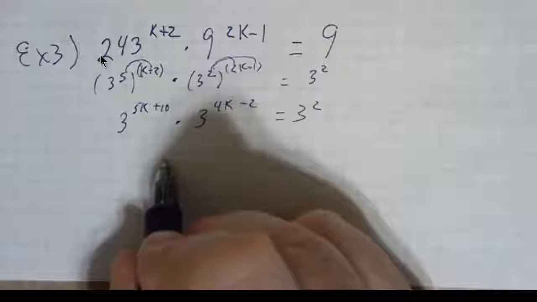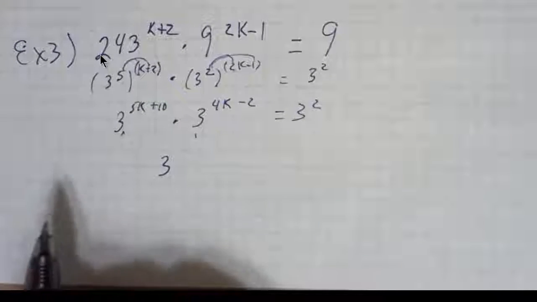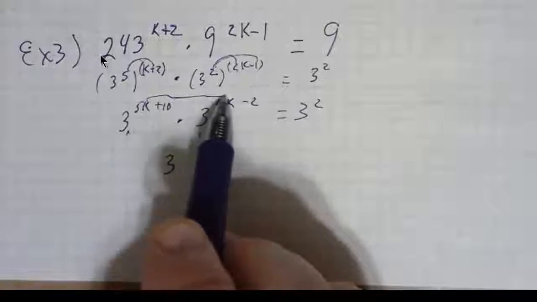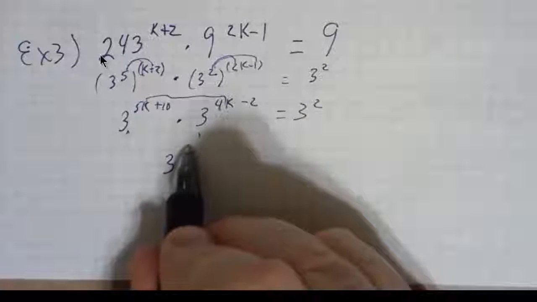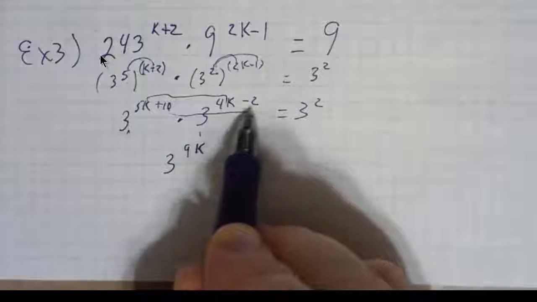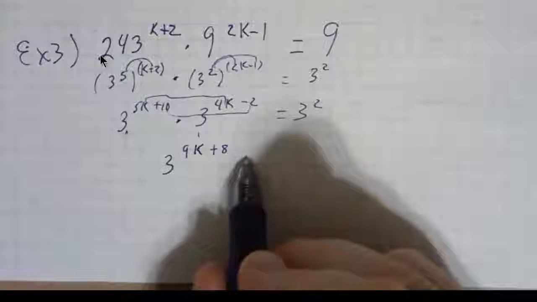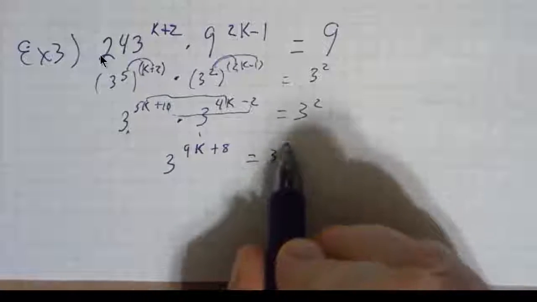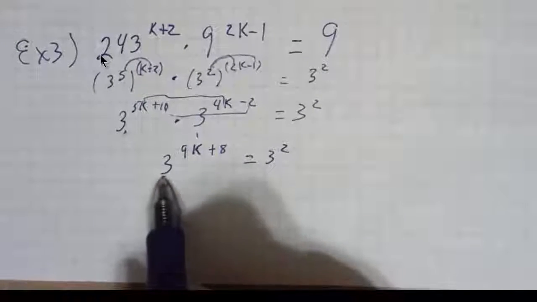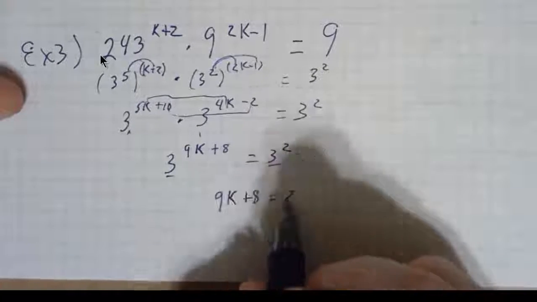So I'm going to bring a common 3 down, because I have a common 3 here and here. And then I'm going to add the exponents. So 5k plus 4k makes 9k. And 10 minus 2 leaves me with positive 8. And this whole thing is still equal to 3 to the 2nd. Now I've got my like bases. I can set the exponents equal to each other.